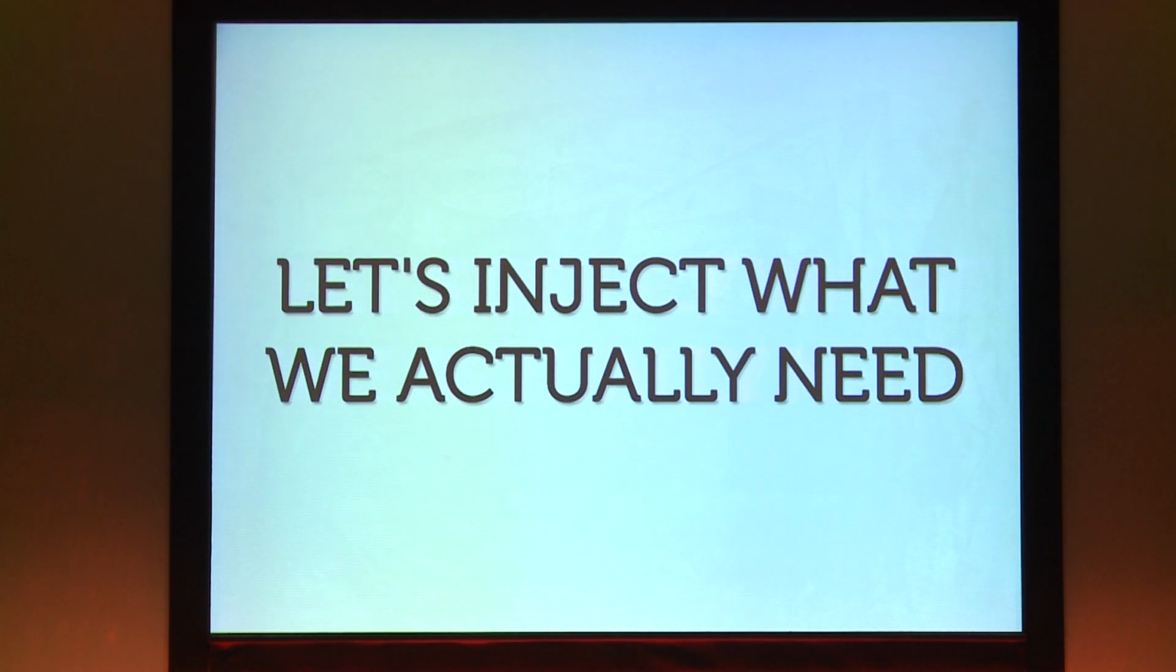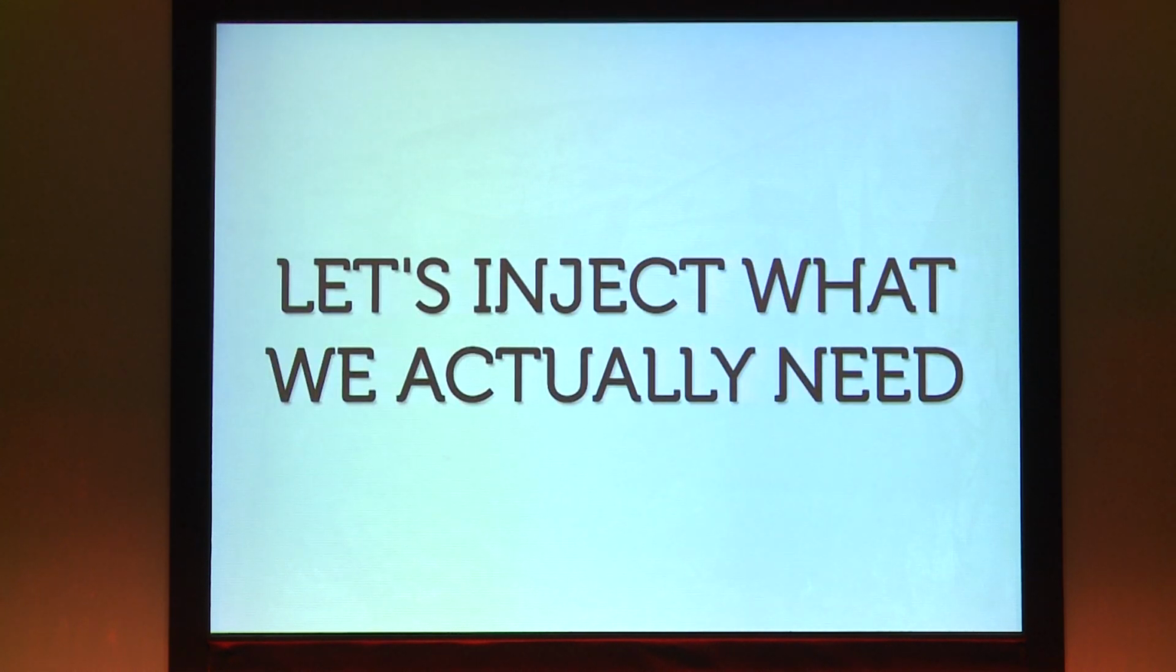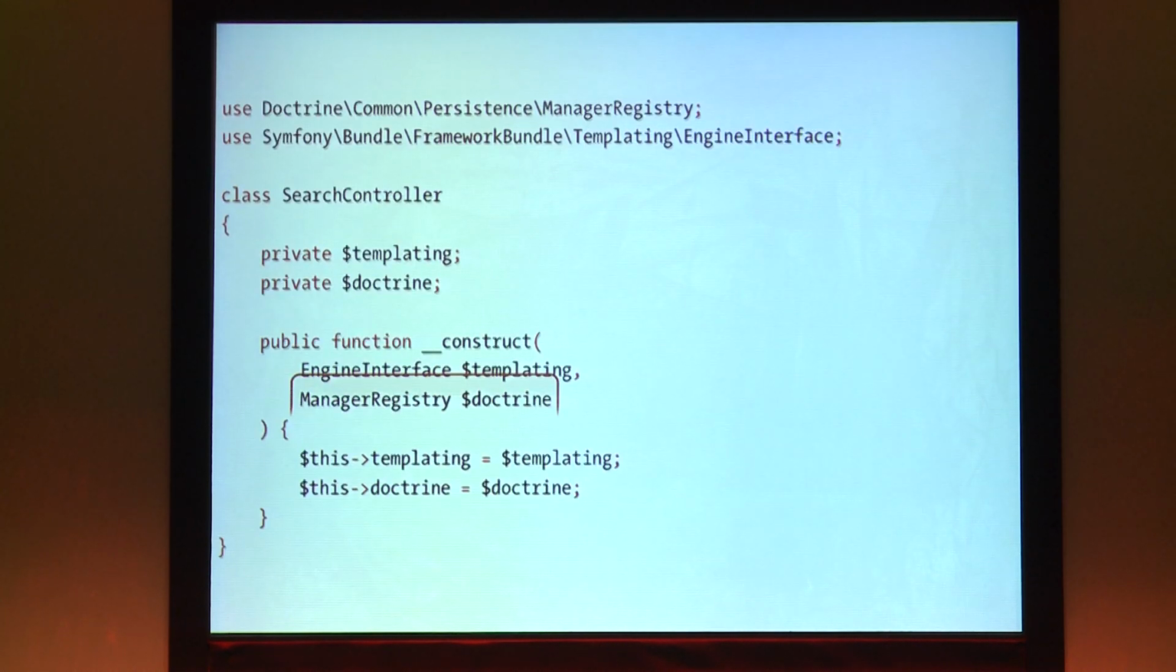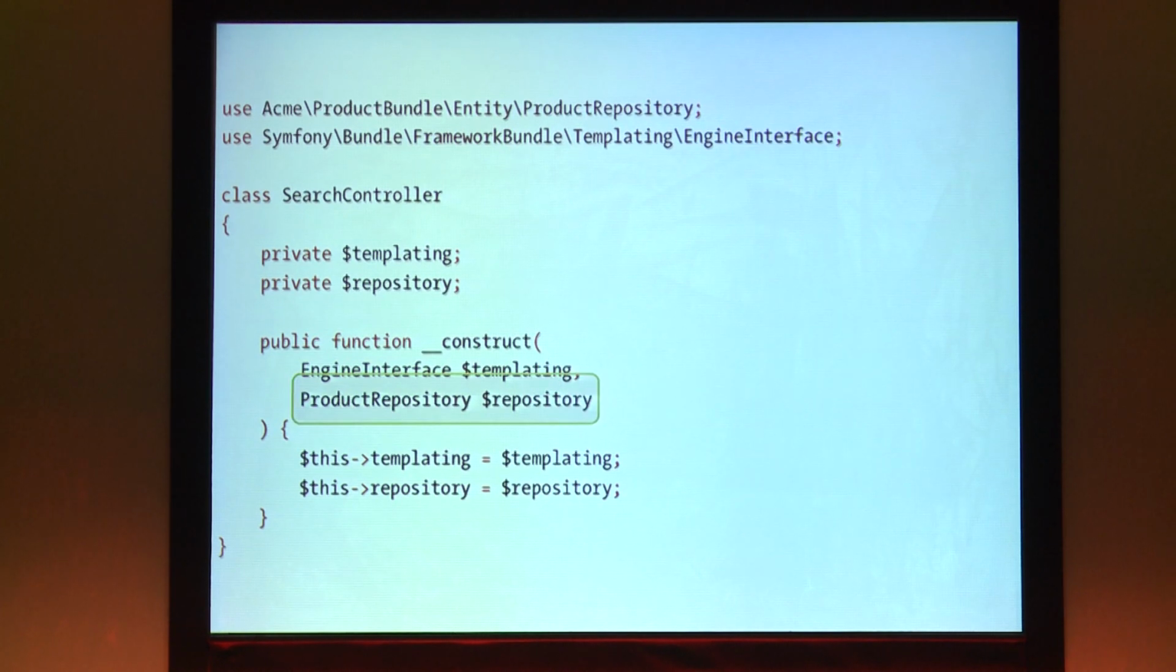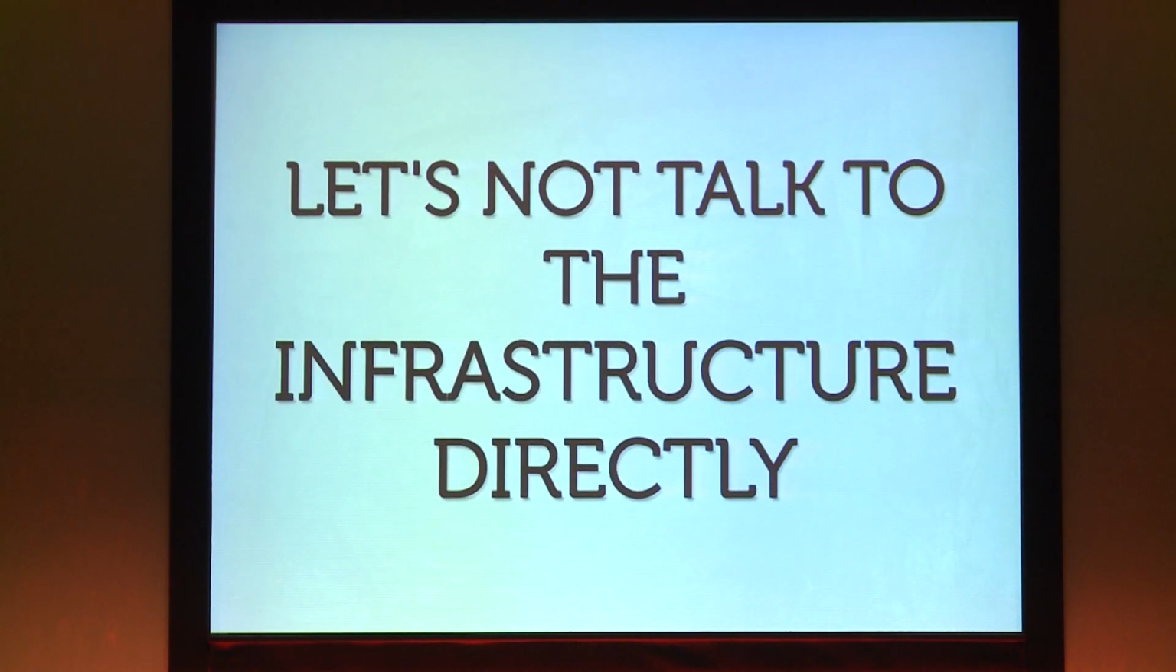And then, looking at this, Doctrine is still not in the right place. We actually need a repository. So why not simply replace this with a product repository? That's what we need in there. We don't need the whole Doctrine thing, and then use the repository. But still, that's a Doctrine repository, and that's like talking to infrastructure directly.